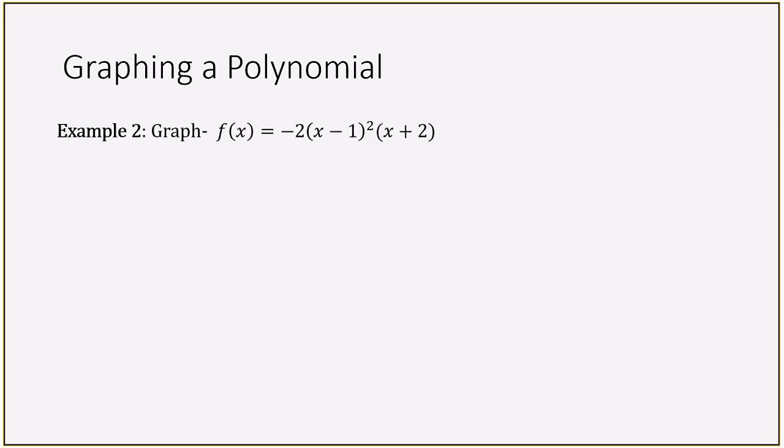So here is the polynomial I'm going to graph: negative 2 times (x minus 1) squared times (x plus 2). By the way, yes, this isn't the general form that I wrote when I defined a polynomial the very first time, but it is still a polynomial because if I multiplied it out or simplified, I would get a polynomial. Okay, that's aside from what this actual problem is. So our first step is to find the intercepts of this function.